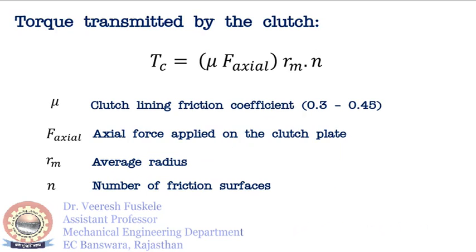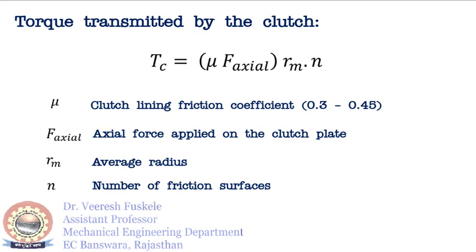As we have seen in the last video, the torque that can be transmitted by the clutch is given by mu F axial into Rm into N, where mu is the clutch lining friction coefficient, F axial is the axial force that is applied on the clutch plate. It is the force by which the clutch plate remains in contact with the flywheel. Rm is the mean radius or the average radius, and N is the number of friction surfaces or the number of discs.